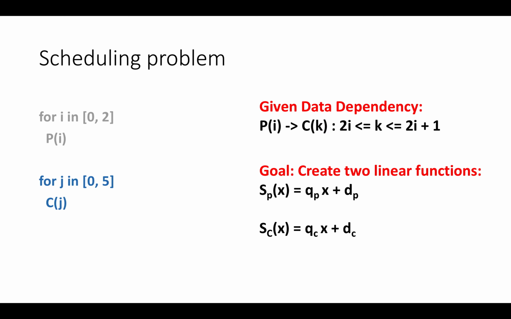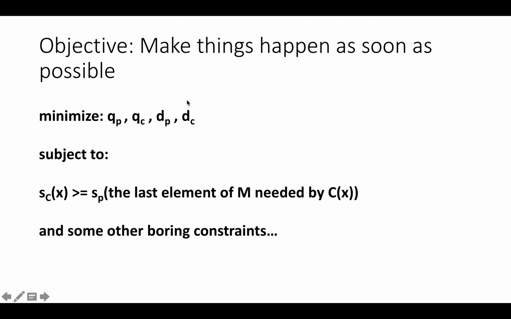So in the last video, I ended by talking about how we can phrase reordering the operations in our producer and consumer loop as a synchronous data flow problem where we fill in parameters, rates, and delays for these two scheduling functions. So let's take a look at how that'd be done. So the goal is we want to make things happen as soon as possible.